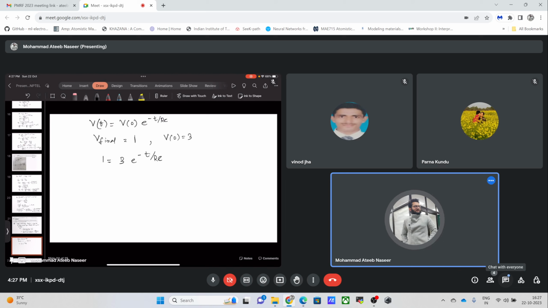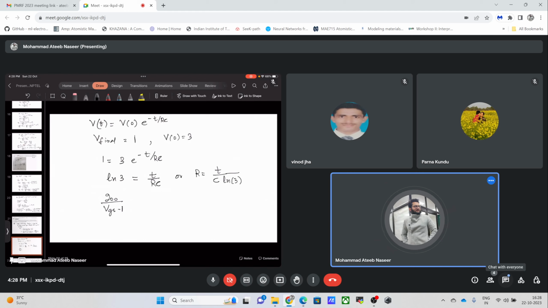Let me take the ln. It will be ln of 3 equal to t by RC. So R is equal to t by C times ln of 3. Now this R came out to be equal to 200 by VGS minus 1.